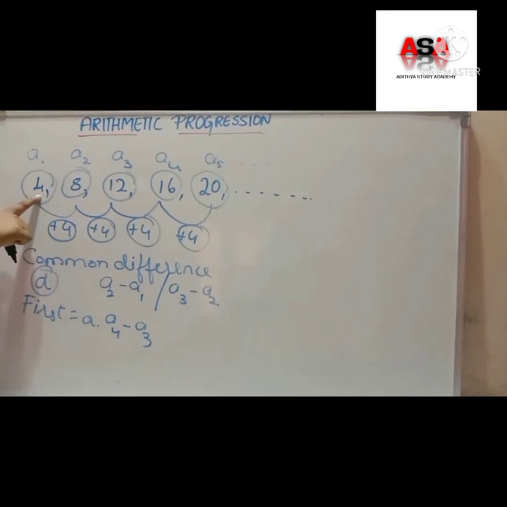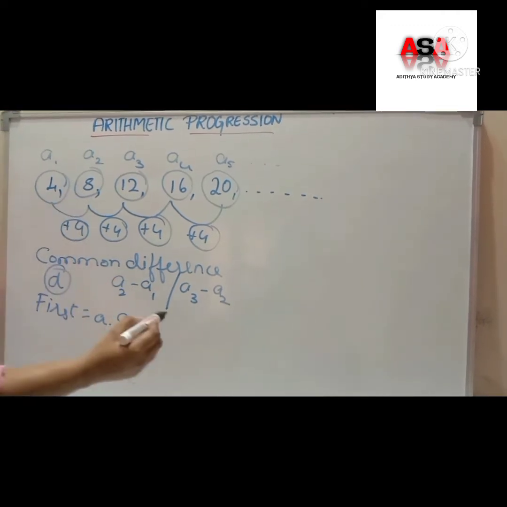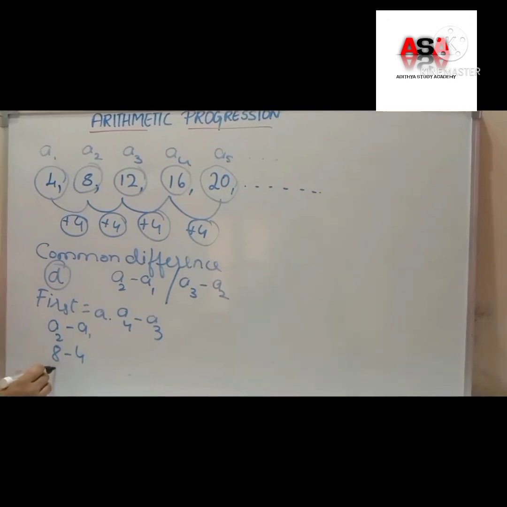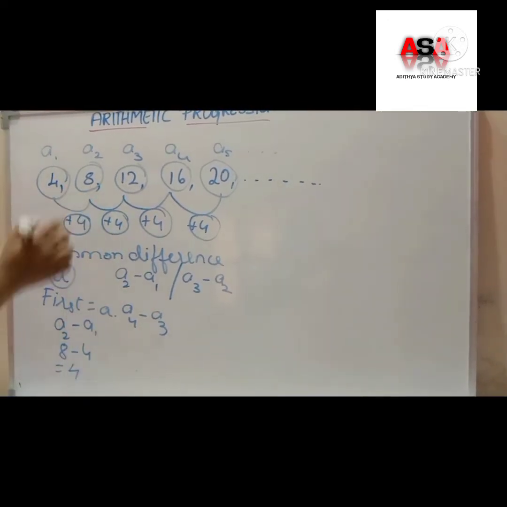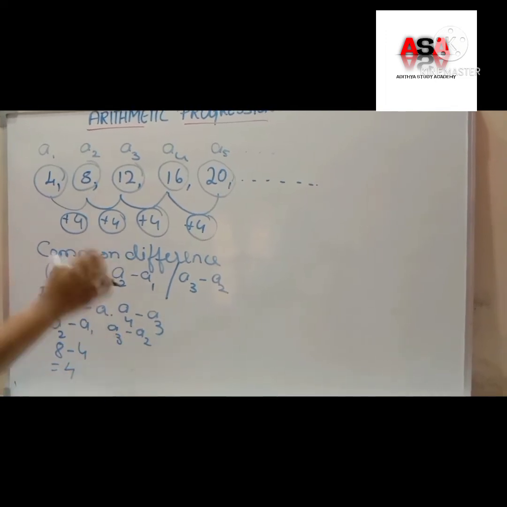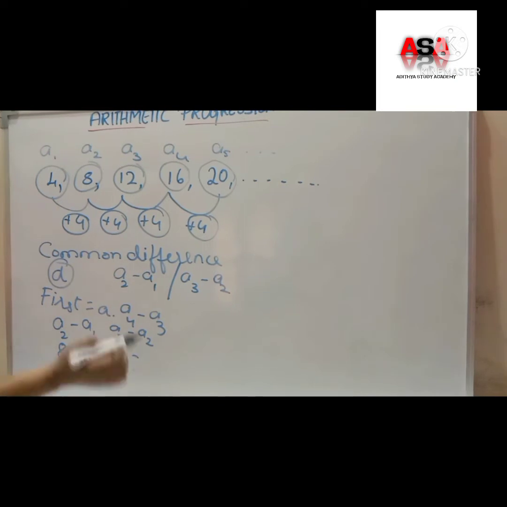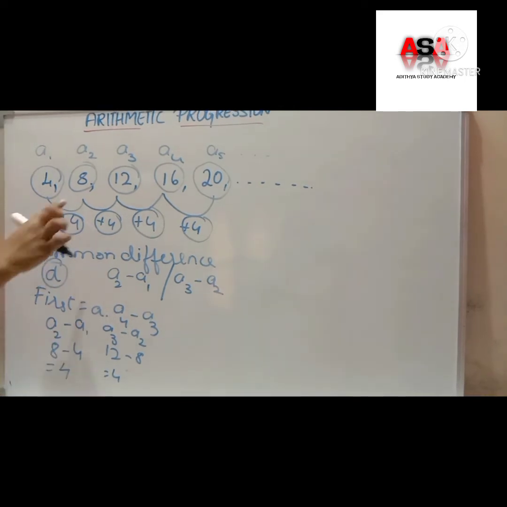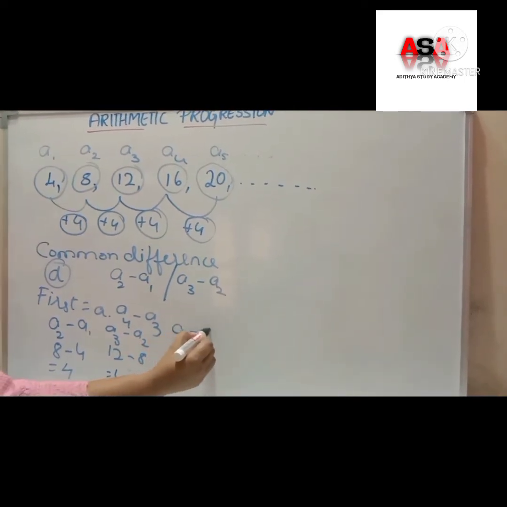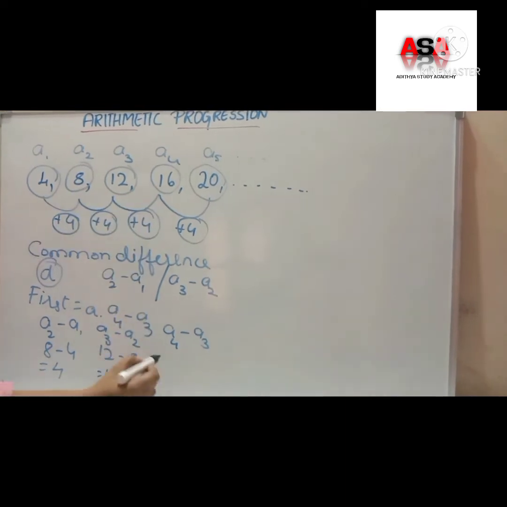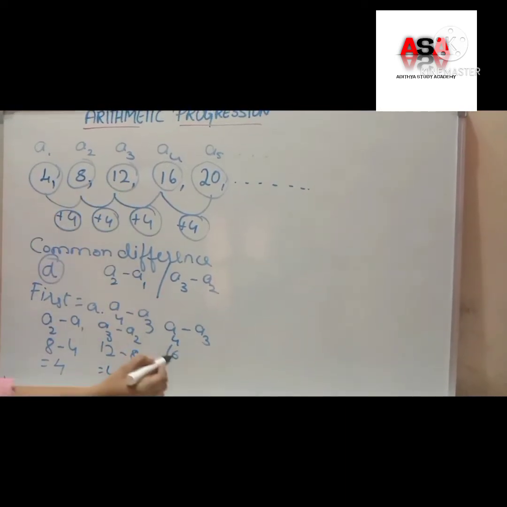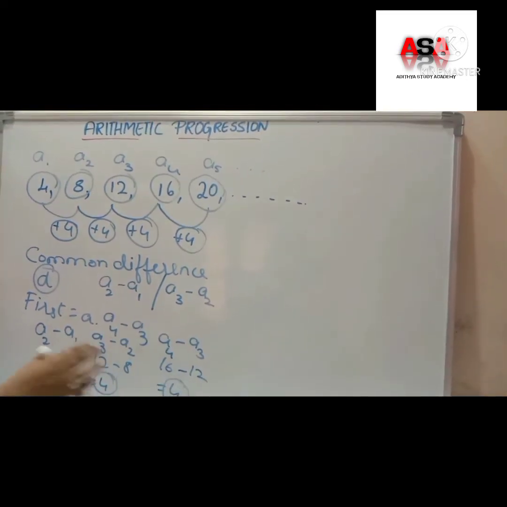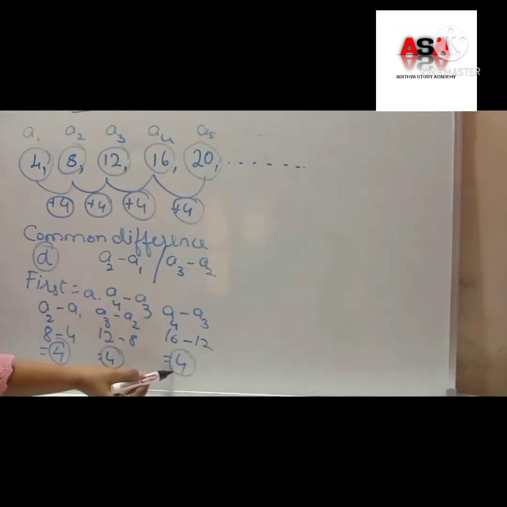Let us see what we get by this. Here A1 is 4 and A2 is 8. So A2 minus A1, 8 minus 4. What did we get? 4, correct? Next, A3 minus A2. What is A3? 12 minus A2, that is 8. 12 minus 8 is 4. And then next, A4 minus A3. A4 is 16, and A3 is 12. 16 minus 12 is 4. Means in each calculation we got the common difference as 4.